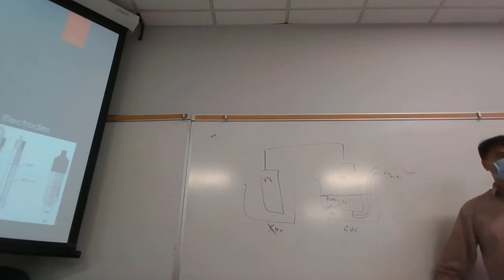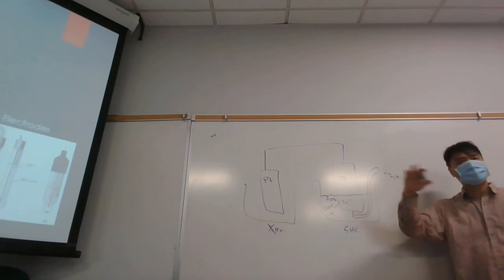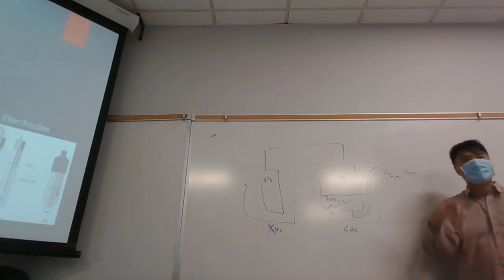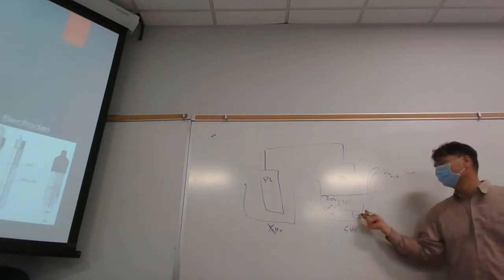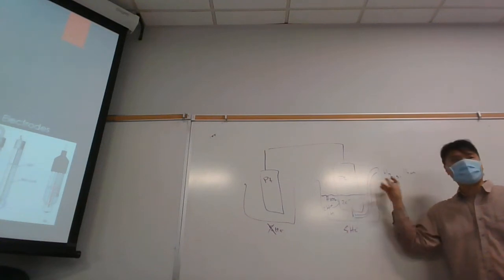But in order to do this under standard conditions, we have to add this. Otherwise, the potential isn't going to be the same. Having hydrogen gas here is actually going to lower the potential here. The reduction potential would be higher if we didn't have the hydrogen gas here. We did this under non-standard conditions. Does that make sense?